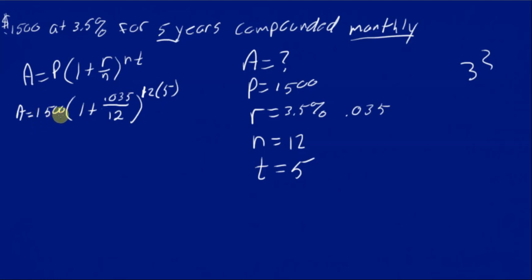All right, the $1,500, that's the last thing I'm going to multiply by. I have to start working inside here. So the first thing I'm going to do is take this 0.035 and divide it by 12. Now, of course, we're going to get 0.02916666666. Then I'm going to add that to 1. So 1 plus this is going to be 1.02916. And then I'm going to take my 12 times my 5, which is 60.